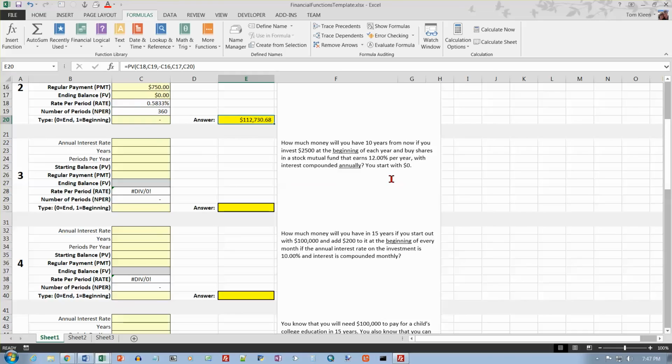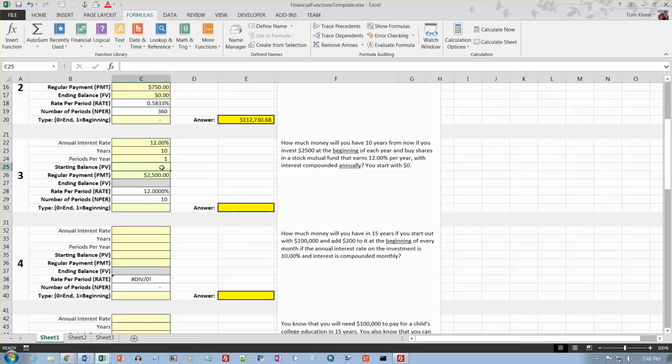How much money will you have 10 years from now? So the number of years is going to be 10. If you invest $2,500 at the beginning of each year, so our payment is going to be $2,500, and the interest rate is 12% a year, compounding annually and only putting money in once a year. So the periods per year this time is 1. That's usually 12, but in this case it's 1, so you've got to read the question carefully.